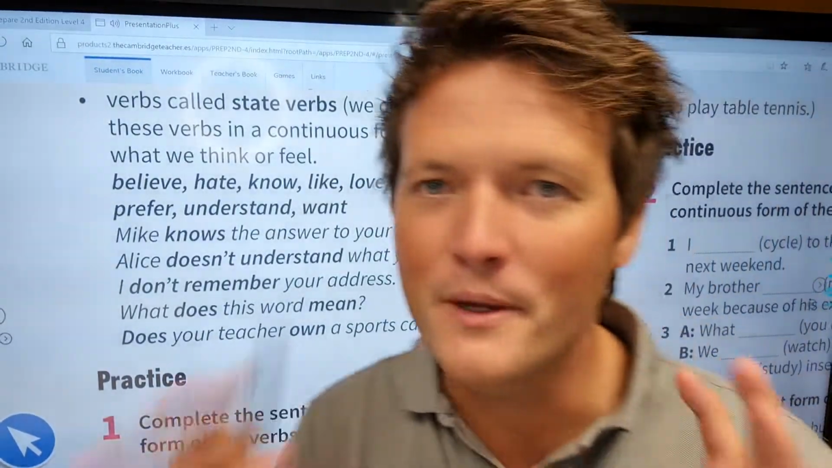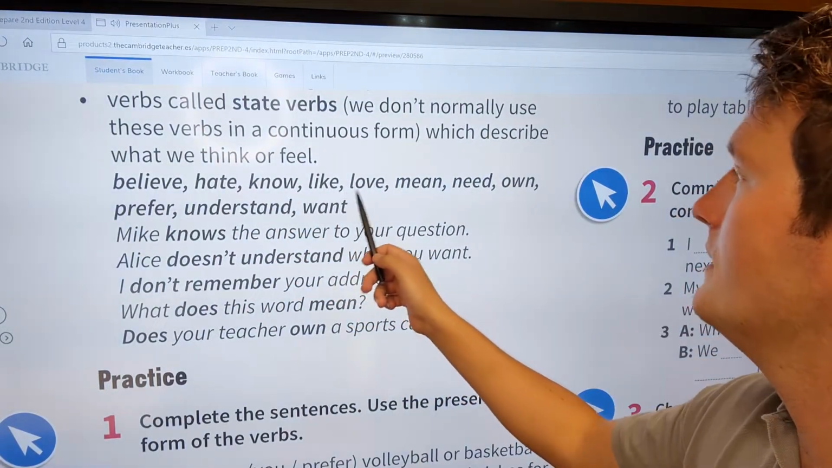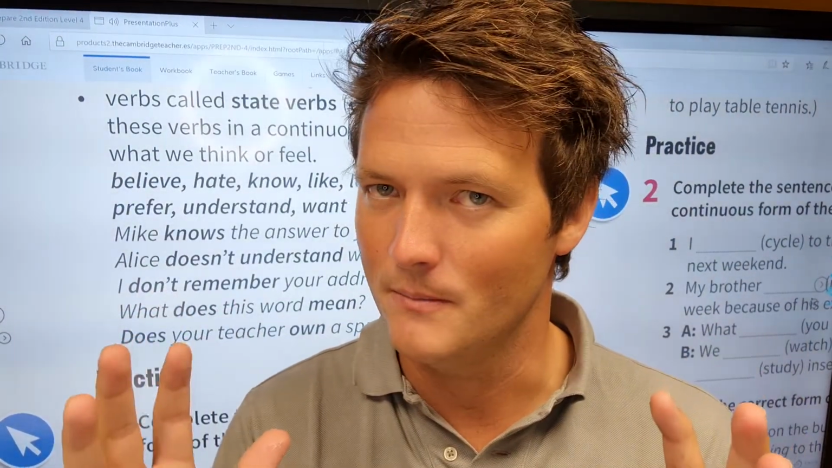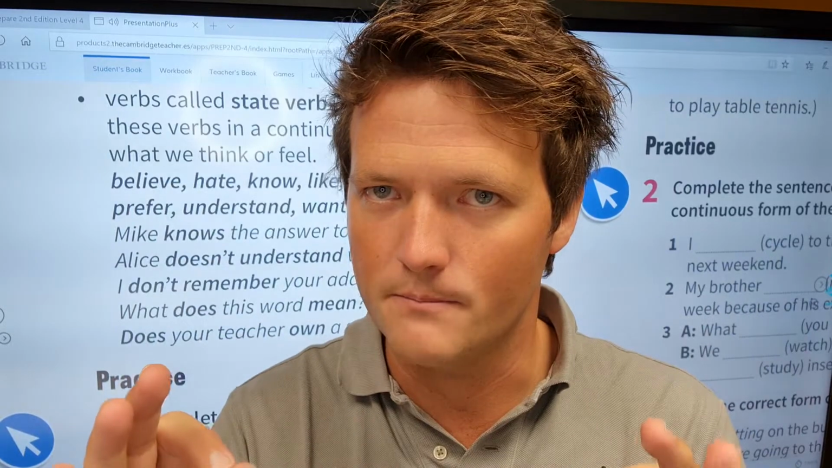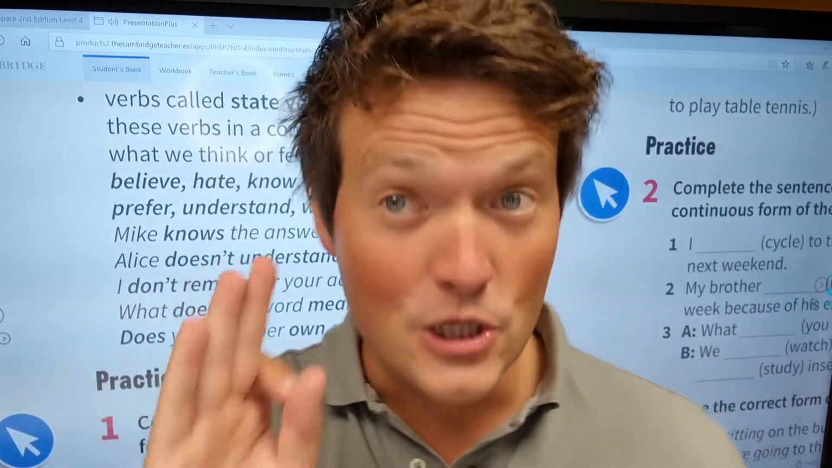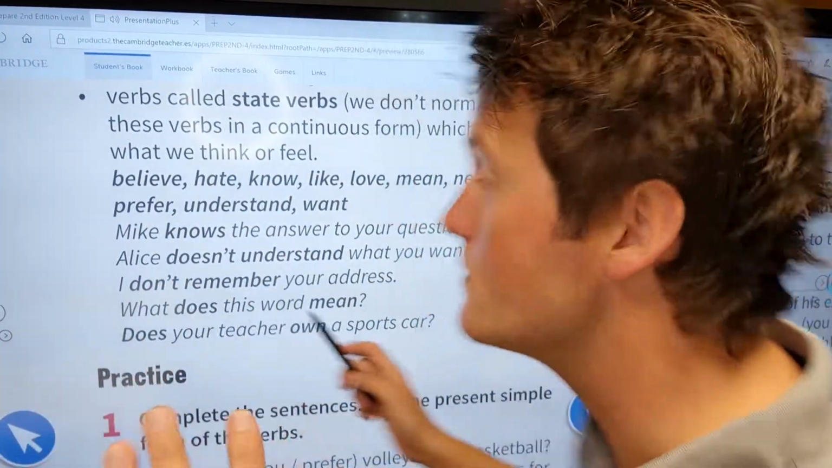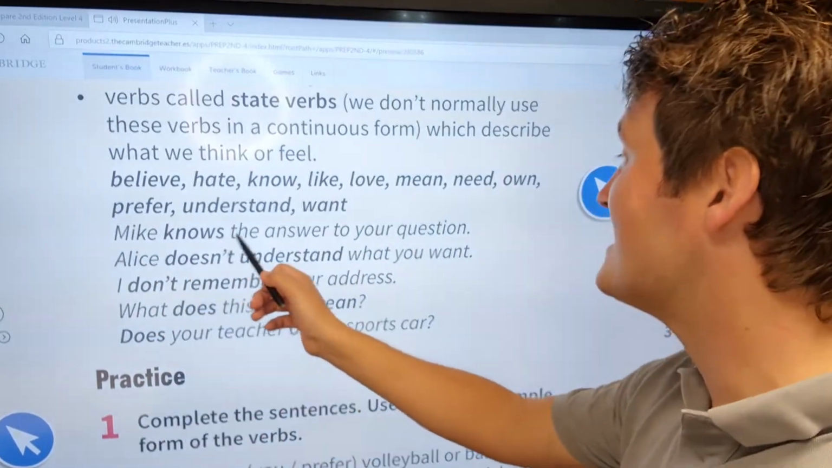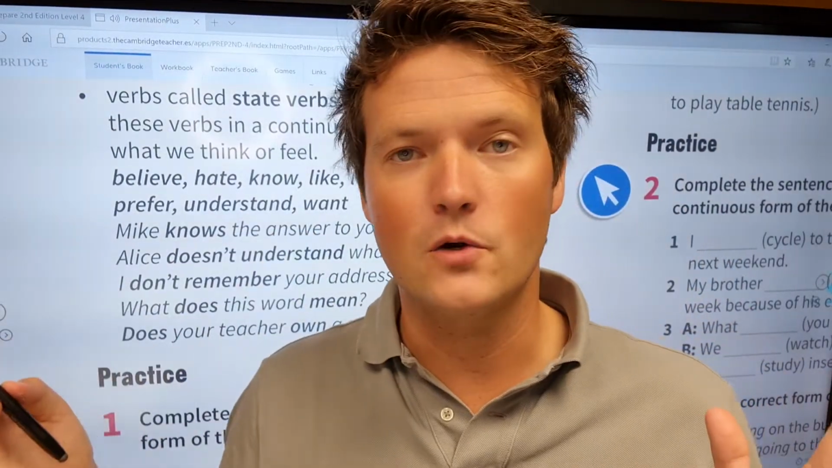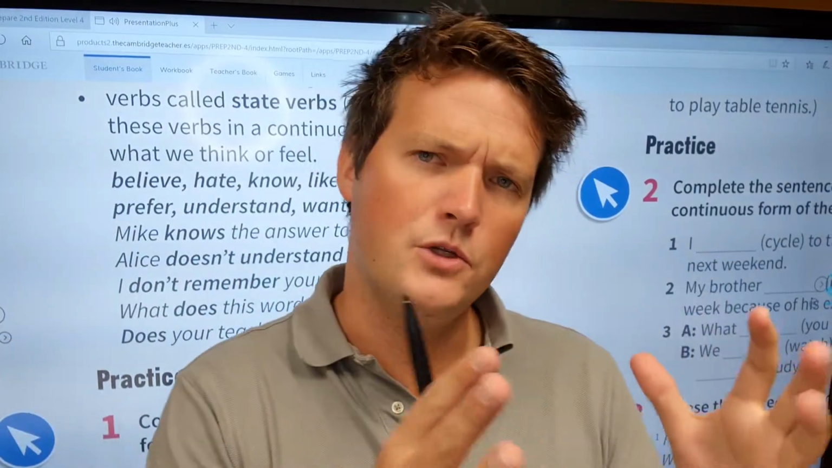It's not very common to hear believing, hating, knowing, liking, loving, meaning, needing. You can use them in a continuous tense sometimes, right? But it's not very common, and usually you can use them in simple. So here are some examples, right? Mike knows the answer to your question. That's true, right? Either you know something or you don't know something.